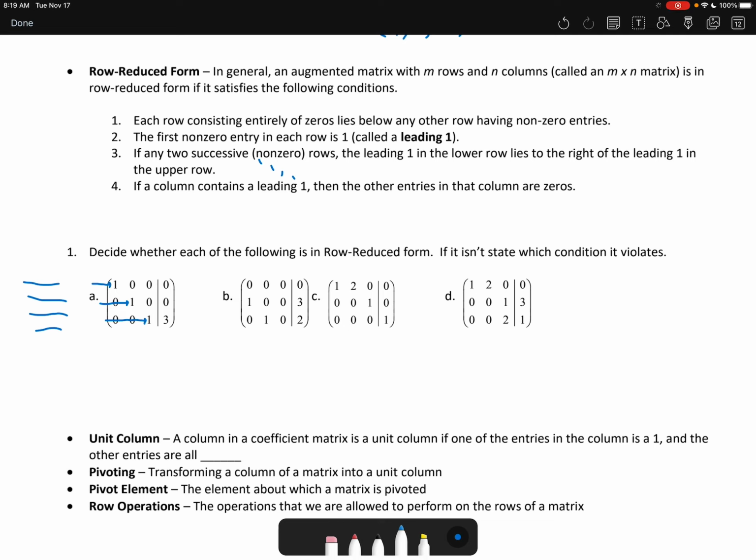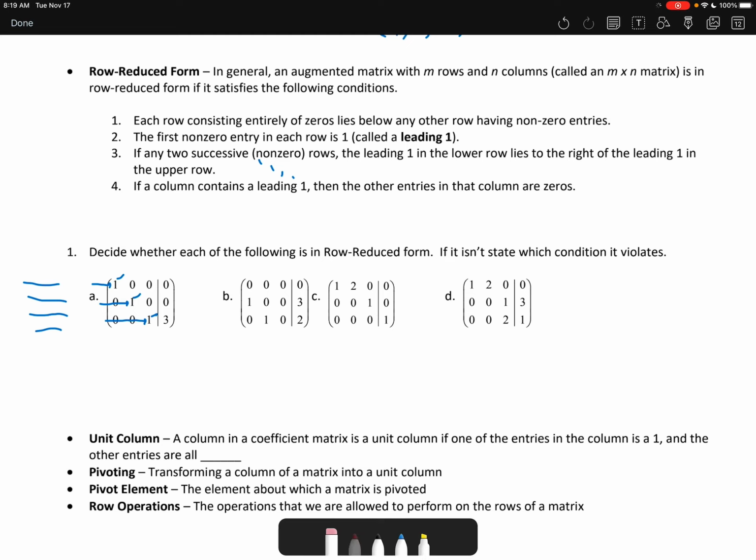Okay, so if you have a leading 1, it has to be to the lower right of the one above it. So what we can see here is that's okay. Here's my leading 1. The next leading 1 has moved down to the right, and the next leading 1 is down to the right. So we're good on that one as well. They're moving down and to the right as you go.